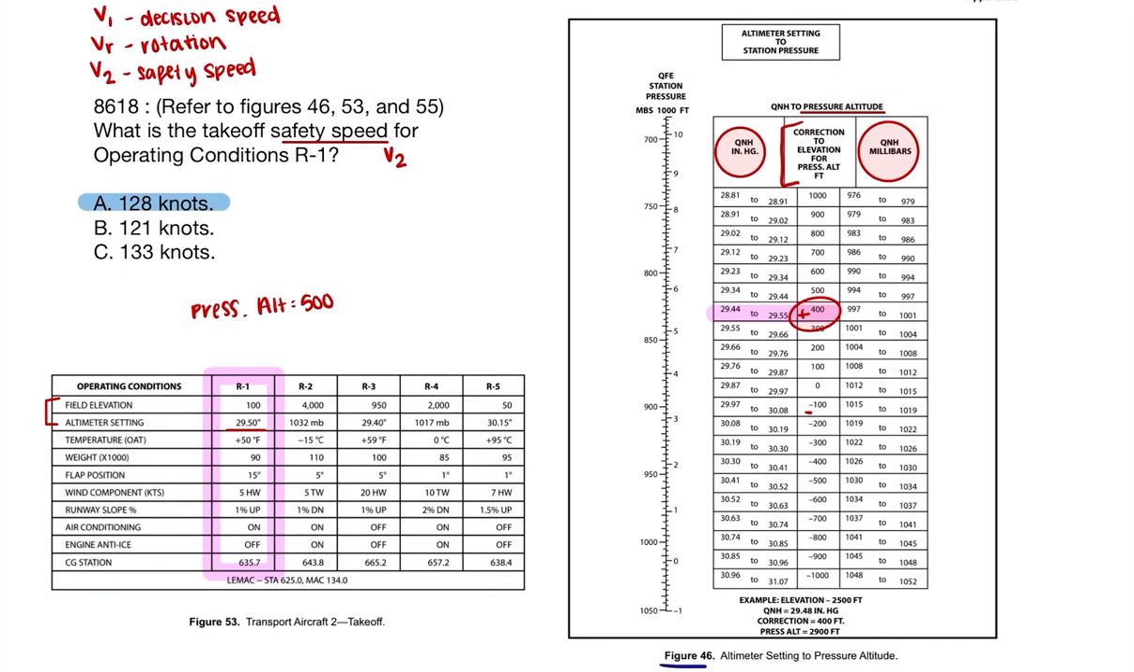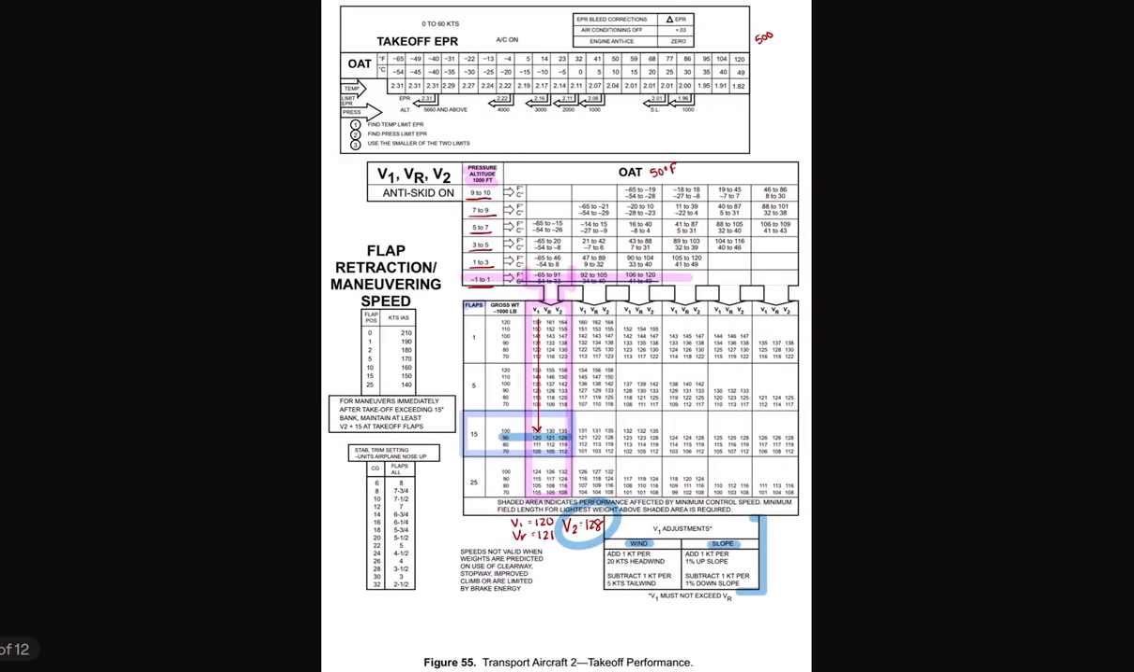So remember, the steps that you need to go in order are you need to find your pressure altitude on figure 46. Once you find that, you're just taking whatever operating conditions and applying it left to right on figure 55.